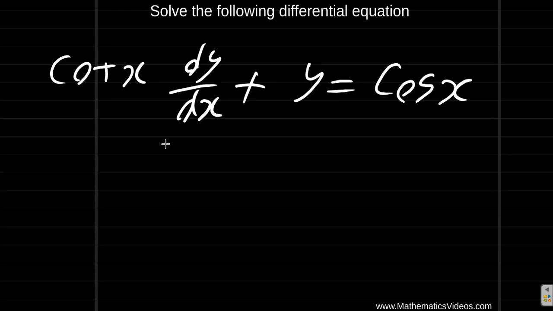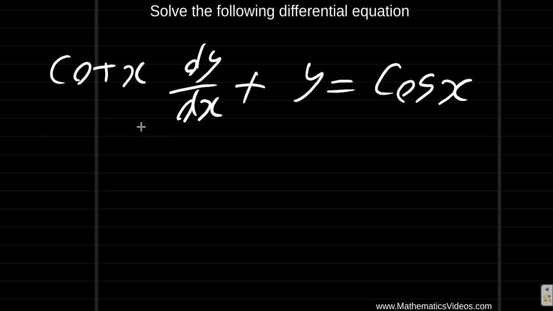Let us solve this differential equation. Cot, or cotangent x, dy by dx plus y is equal to cosine x. Now, direct integration wouldn't work, and if you try separating the variables, that wouldn't work either. But let's see something here.